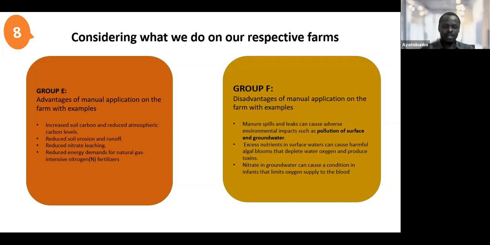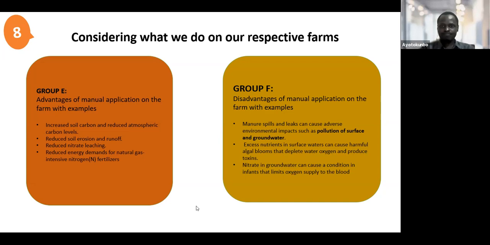We're talking about an agro-pastoral system where you use animal droppings, you compost them, and you apply them on your farm. If they are composted, these are what you are going to have: increased soil carbon and reduced atmospheric carbon levels, reduced soil erosion and runoff, reduced nitrate leaching, and reduced energy demands for natural gas intensive nitrogen fertilizers. Those are the things you are going to have.